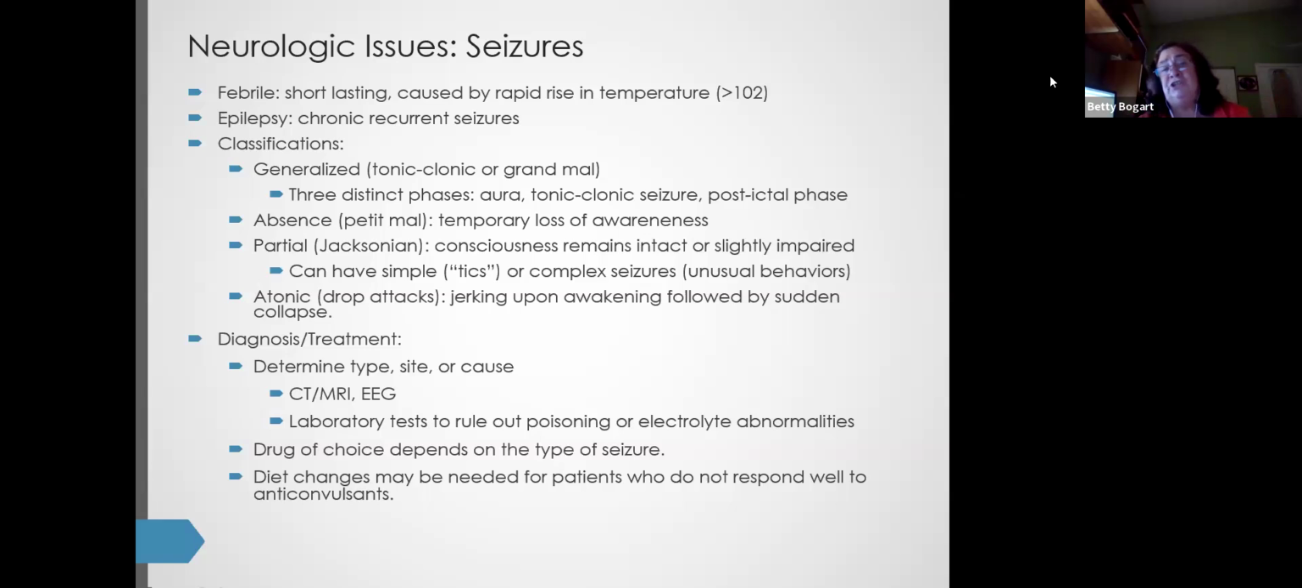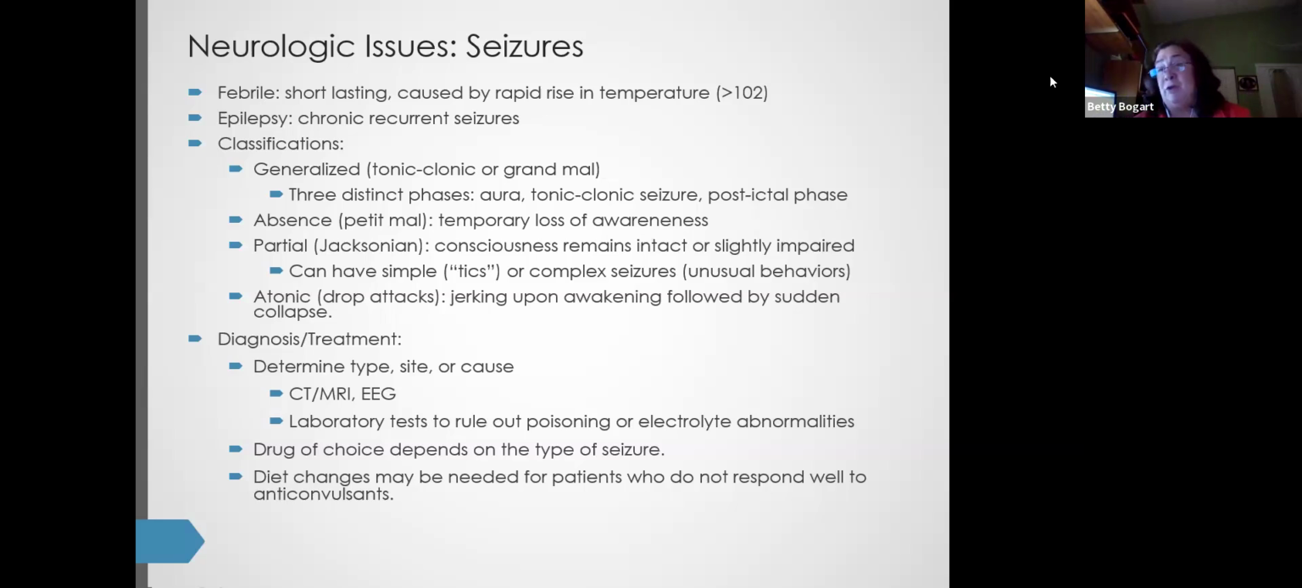Now, partial or Jacksonian, it's some part of your body. It could be your eye twitching, your lip twitching, one elbow, arm, or foot. Just one little part tends to twitch, but you remain conscious at all times. Okay.